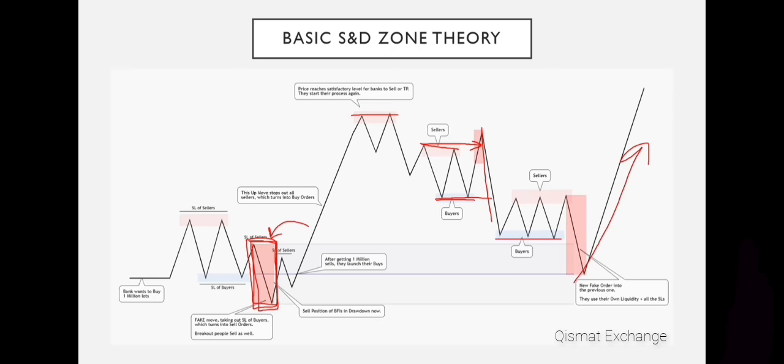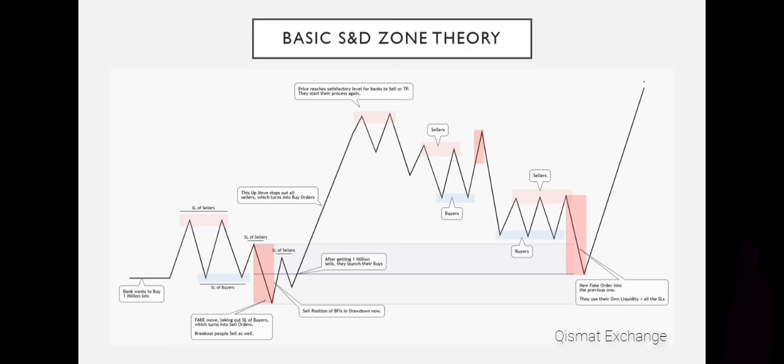So hopefully this little theory makes sense. Again, it's a little bit complex, and I don't want to get way too detailed about it, but I just want you to understand how it works, right? So this is the basic supply and demand zone theory. This is when you usually have an accumulation, manipulation below that, initiation outside, then you come back, retest the zone, and then the market usually goes in the overall direction.